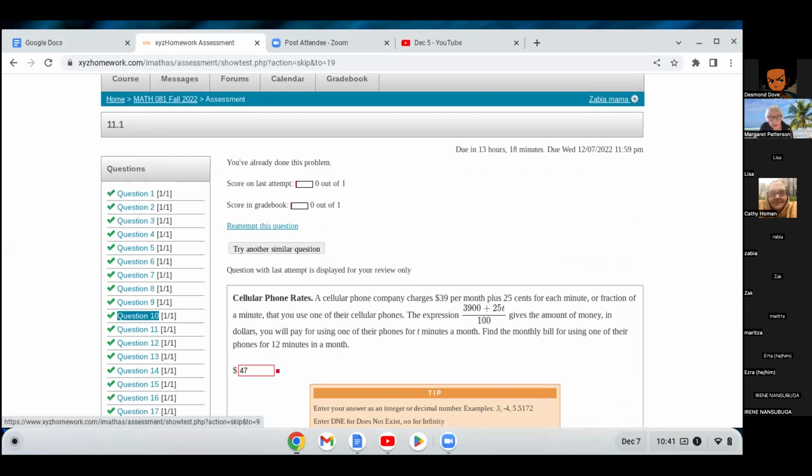Look at that one. See the formula, 3,900 plus 25T, all over 100. So the missing letter is T, right? You go to the very end, it says, find the bill for 12 minutes. So instead of T in the formula, you put in the number 12. So you're forced to go 25 times 12, but then the computation, you've got all the numbers in place now.